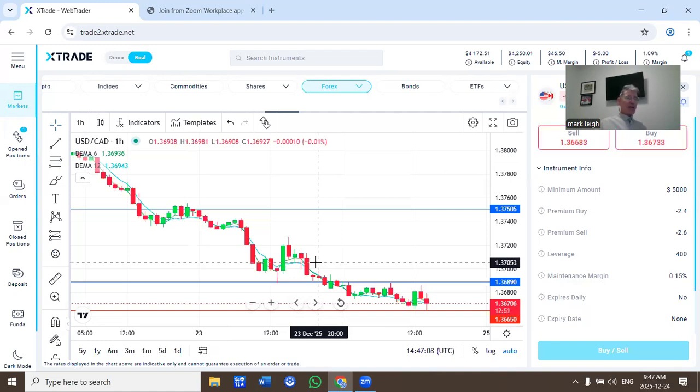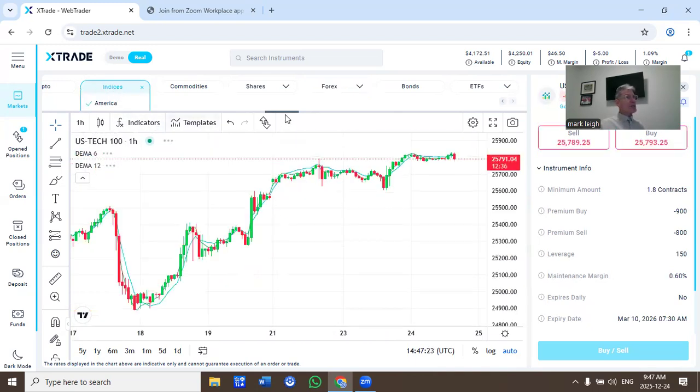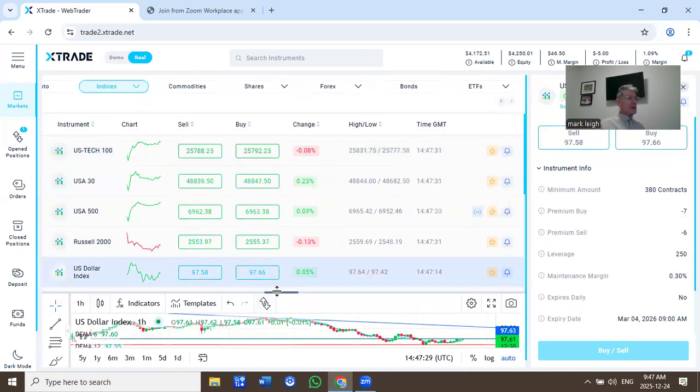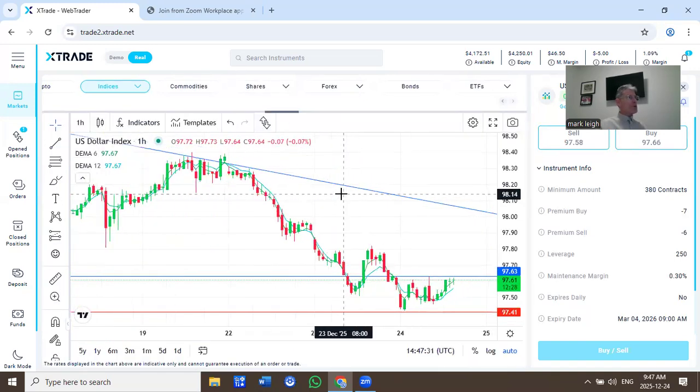European session, we're going into the afternoon portion, and we're into the US session now at 9:47 a.m. Eastern. That's 2:47 p.m. GMT. Let's have a look at the US dollar going into this last session before Christmas, and see where we stand right now.